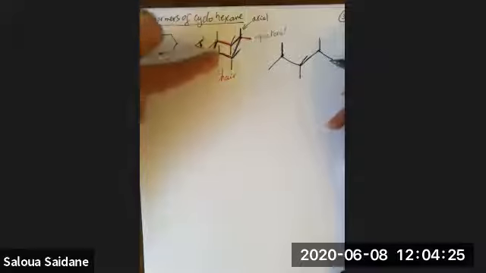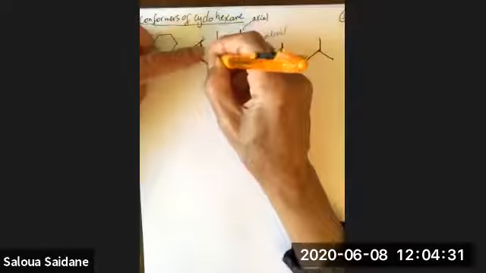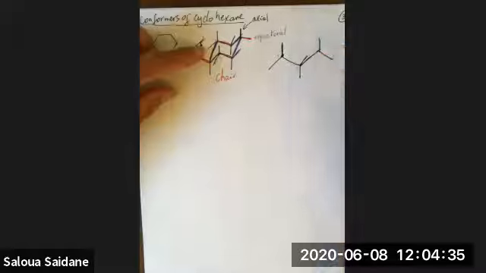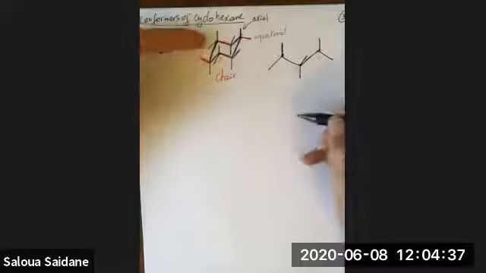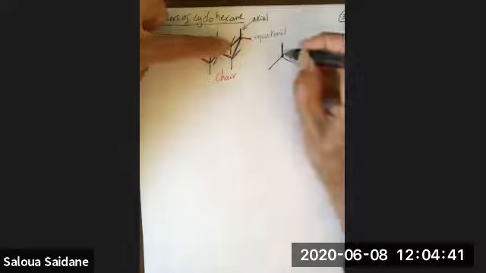1, 2, 3. So if I call this carbon number 1, number 2, number 3, 1, 2, 3. So what's behind 1? Behind 1, there's a carbon there, so we put a circle.